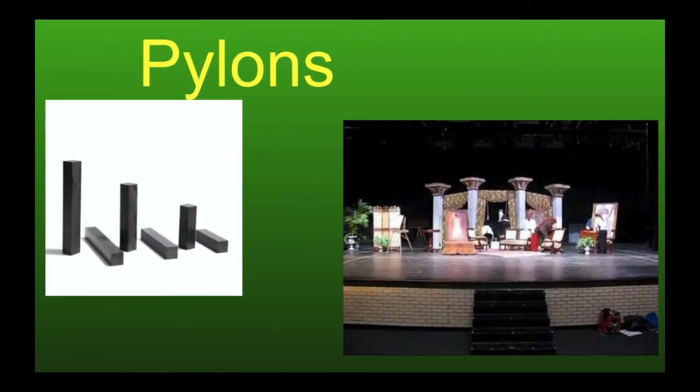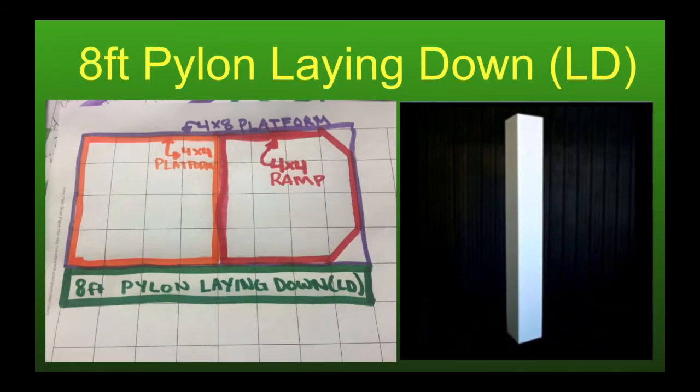Now we're moving on to things called pylons. Pylons, as you can see in this picture of the stage, can be stacked on top of each other and arranged in different ways, and let's see how they look when you draw them. The first pylon is the 8-foot pylon. So in the picture, it is standing up, which you draw a different way, because if you're looking straight down, it would look like a 1x1.